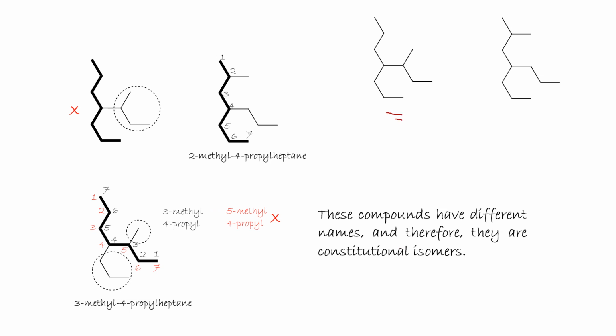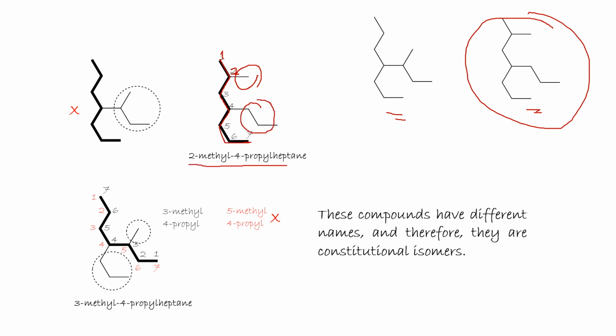Another two compounds. For that one, okay, it's 1, 2, 3, 4, 5, 6, 7. And when we number 1, 2 to get to the shortest way to the first substituent, here is methyl and here is propyl. So that's 2-methyl-4-propyl. Get to that one.